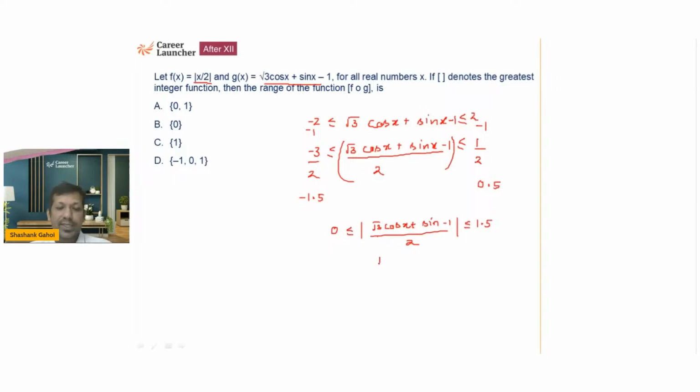Now what is this? This I can say is equal to f of g of x, and that is equal to this function. Okay, this is what we are talking about. Now the question is saying greatest integer function of this. So the greatest integer function of this can be 0, and it can also be 1. So the answer of this question is going to be 0 or 1. Now because it is a mod, I can directly eliminate that D cannot be the answer, because mod can never be negative. So D is straightforwardly rejected.